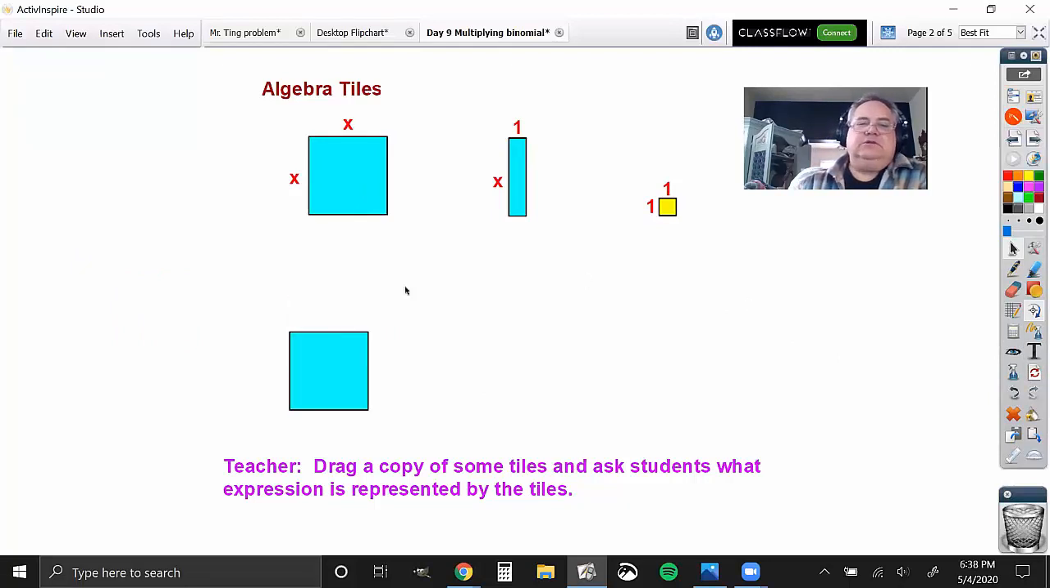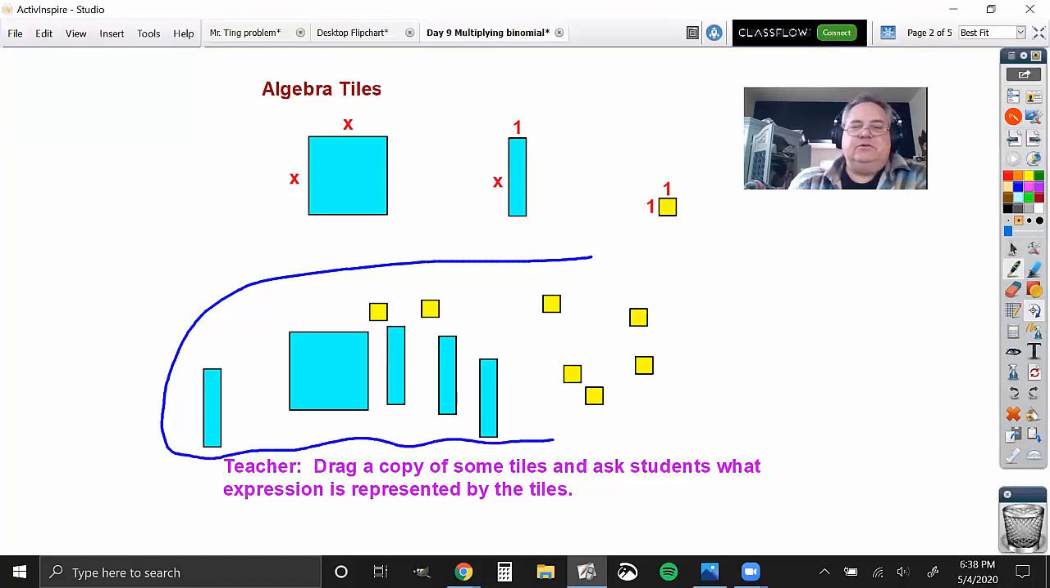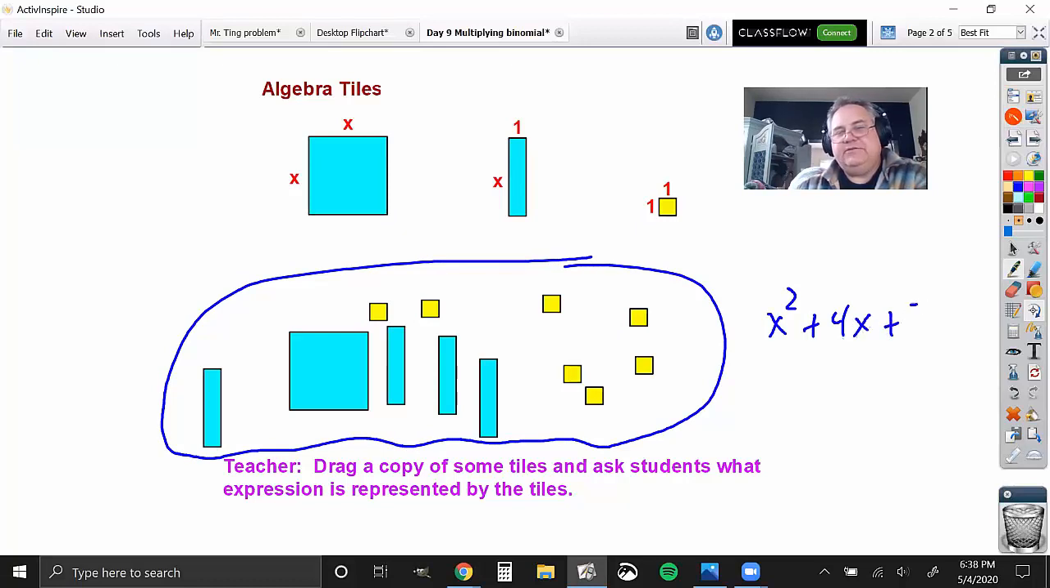If you get something like this, maybe one over here, I don't know, and then a whole bunch of little unit tiles, and I ask you to write this expression in its simplest form, this would equal x squared plus 4x plus 7.